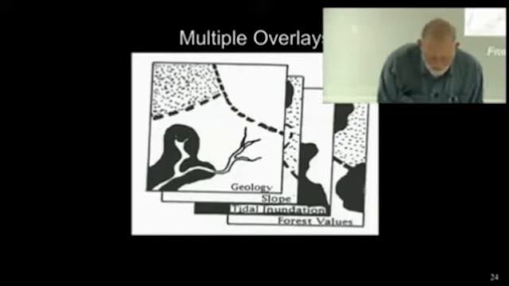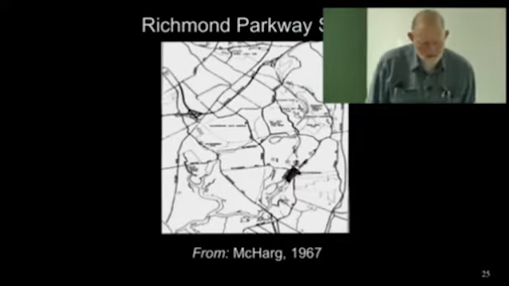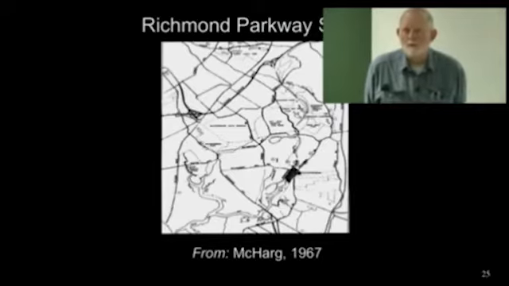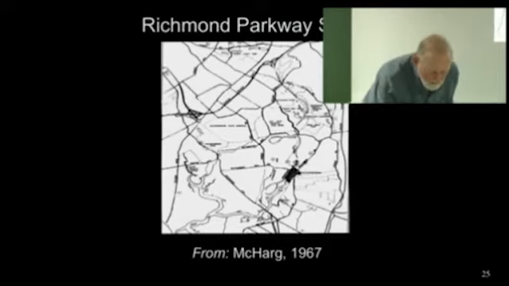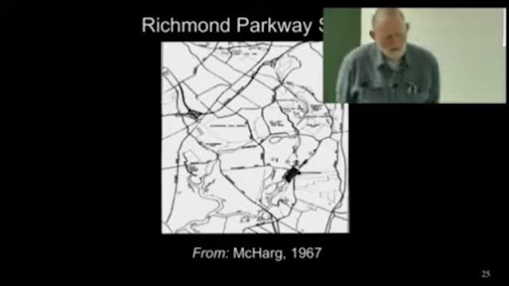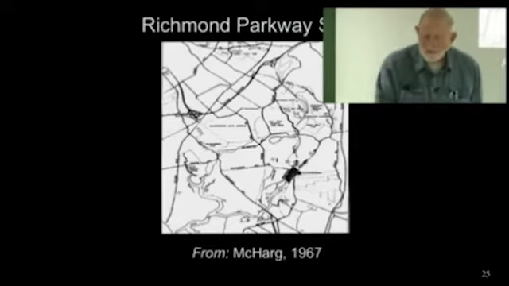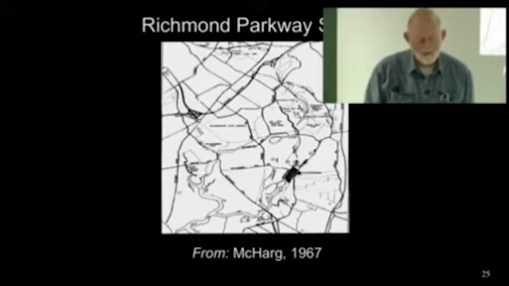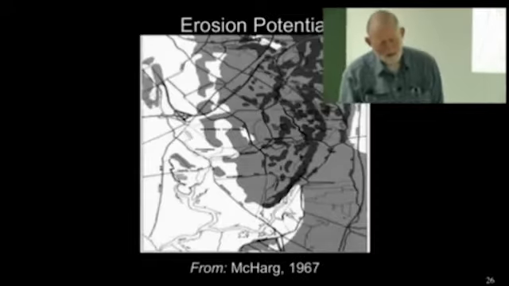This is a map of an area of Philadelphia in which there was a proposal to build a freeway from this intersection here down to this intersection. And McHarg was employed to identify the best route for that freeway that would minimize impacts and also would have a minimum amount of safety problems associated with it. And so he began preparing this map.